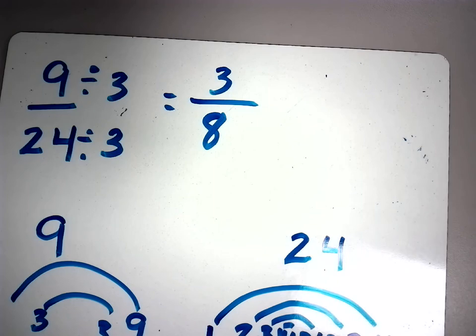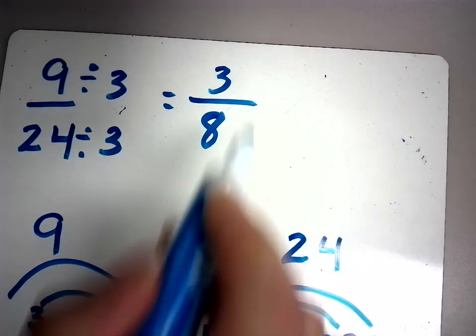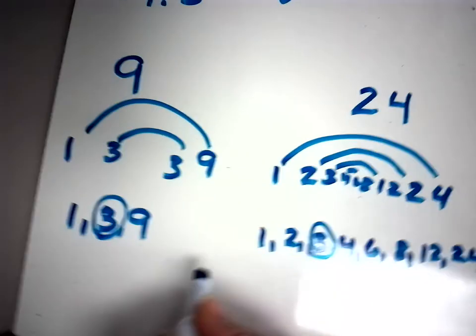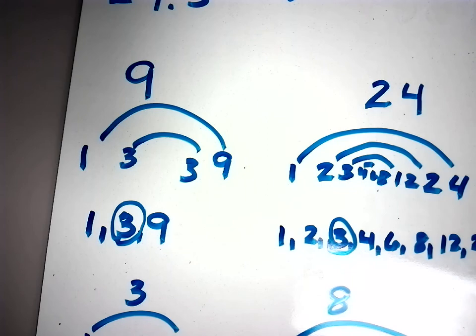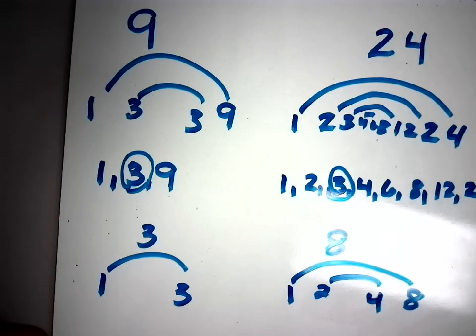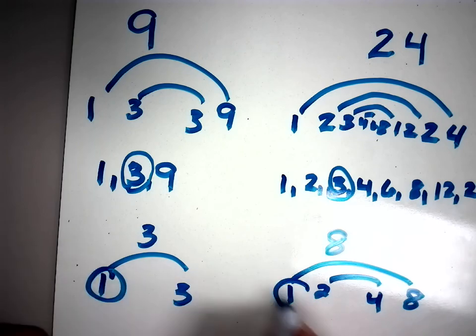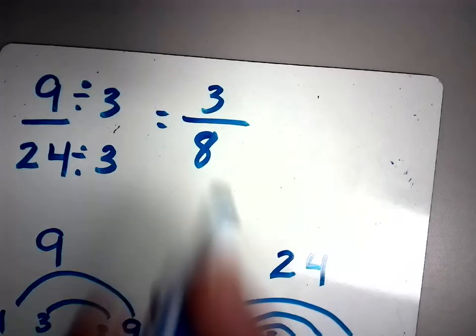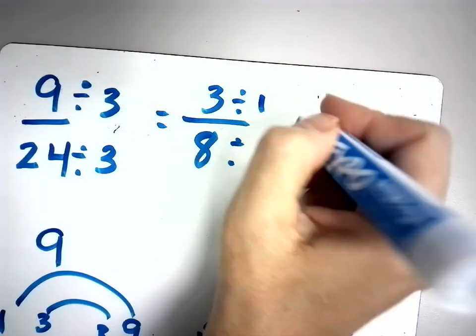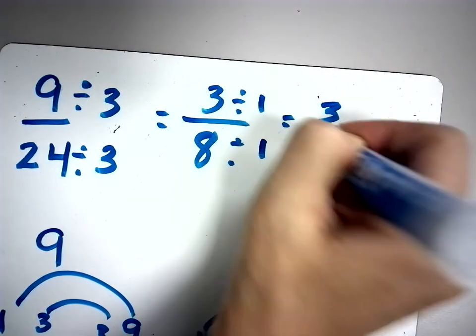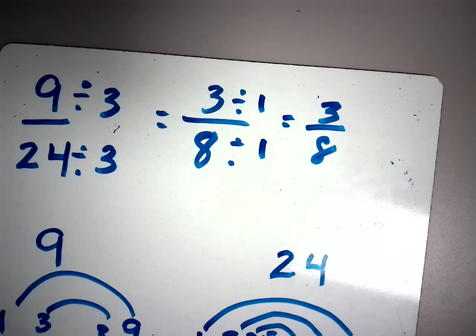If you look at 3 and 8 to see if it's simplest form, you can rainbow 3 and 8. So 3 is just 1 and 3. 8 is 1 times 8, 2 times 4. The only factor they have in common is 1. If you were to divide 3 by 1 and 8 by 1, it'll still give you 3 eighths. So that means it is in simplest form.